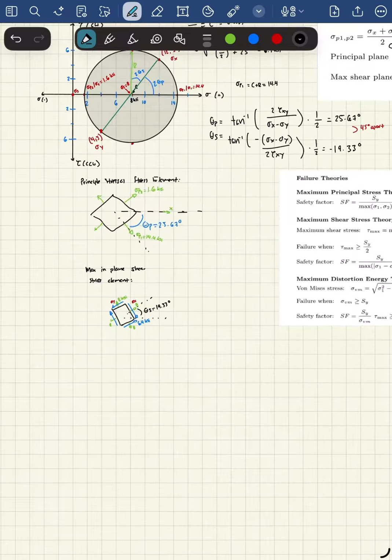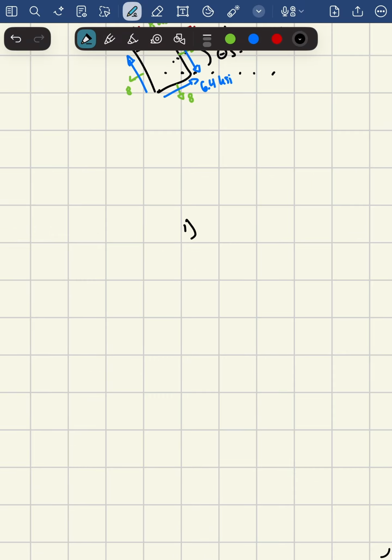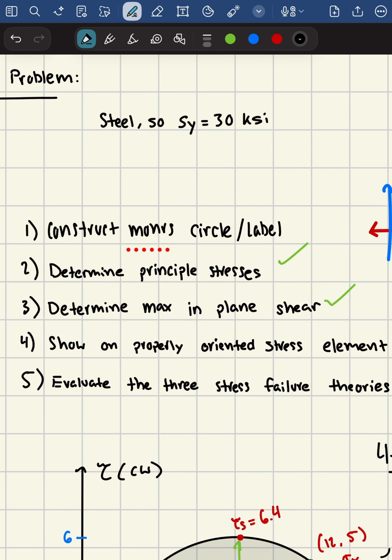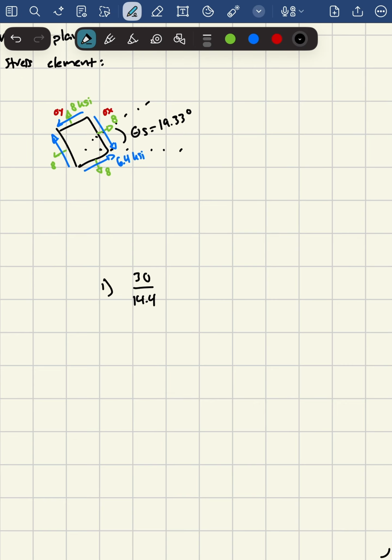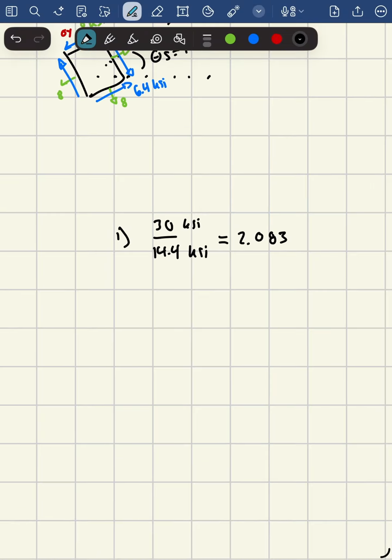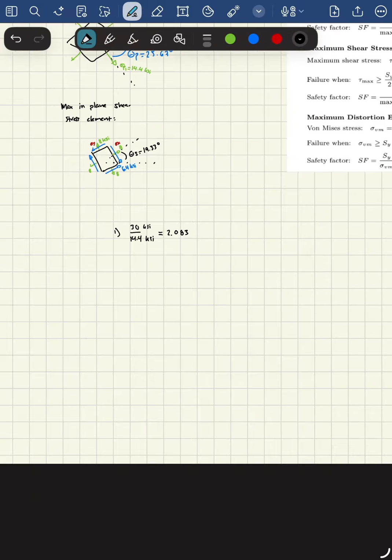So you're going to get, for the first one, 30 divided by 14.4. And I also got this 30. I didn't clarify before, but I just said steel, so the yield stress is going to be 30 KSI. So 30 KSI over 14.4 KSI. That gives you a safety factor of 2.083. Okay, that's going to be your number 1.